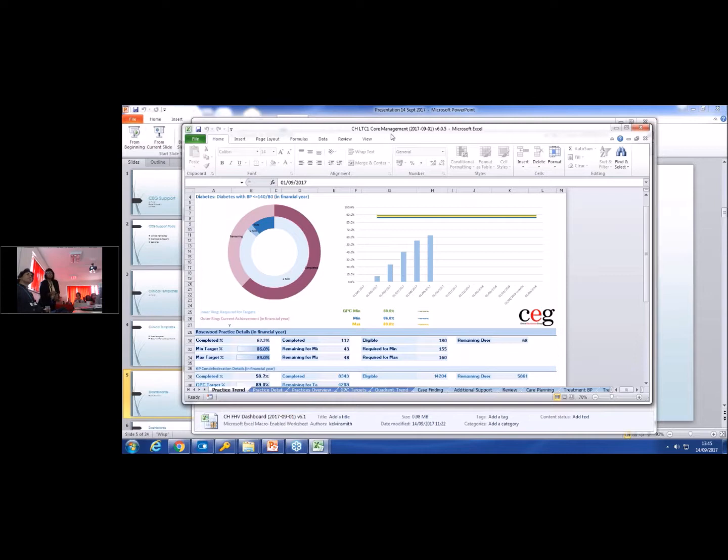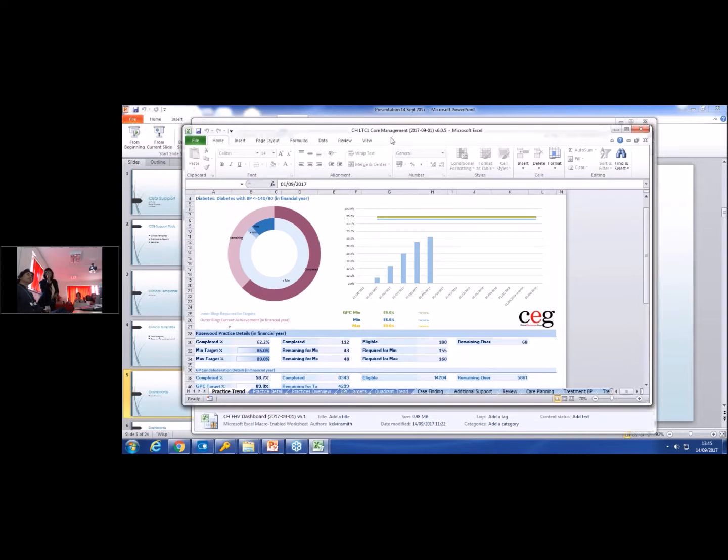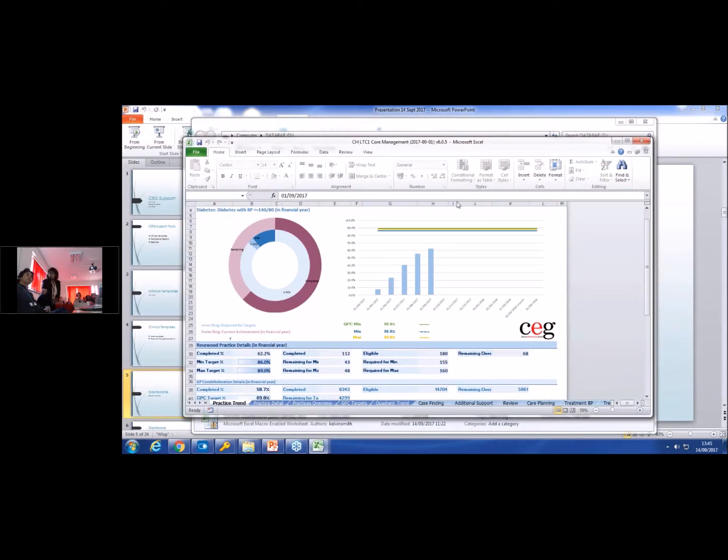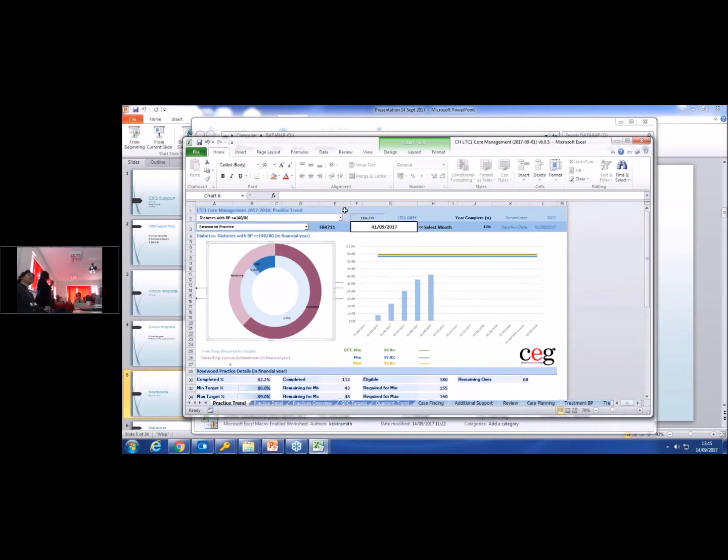Could we see the top? Yeah, that's good. Sorry, we just need to resize this a little bit. Which bit do you want to see? The menus. Oh, I see. The menus. Oh, there. Here we go. This is the monthly, isn't it?